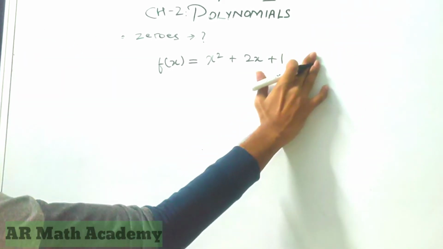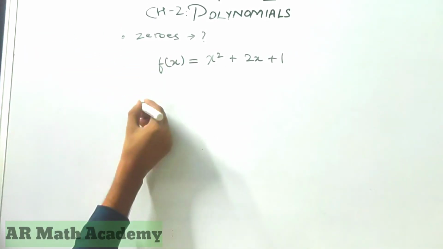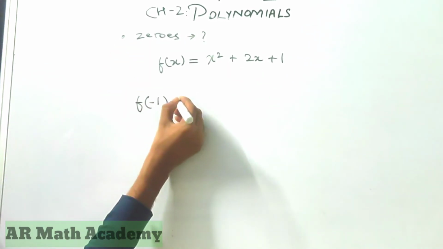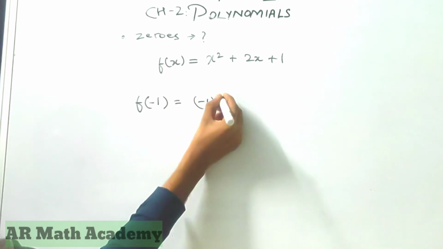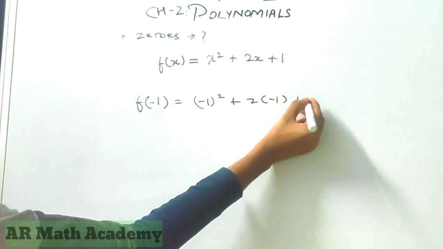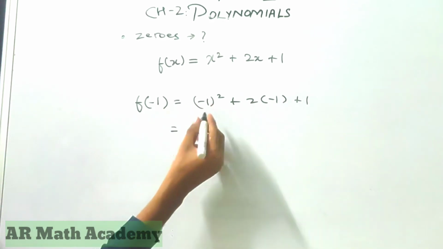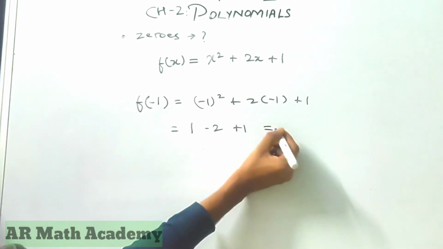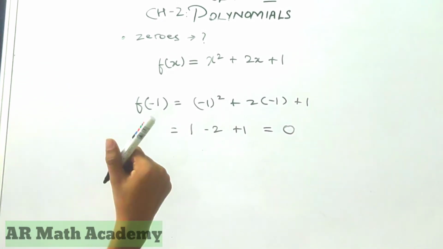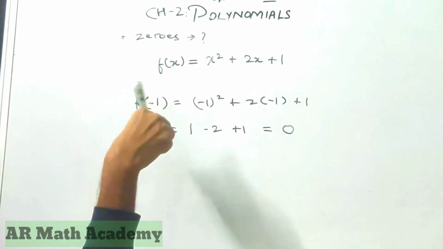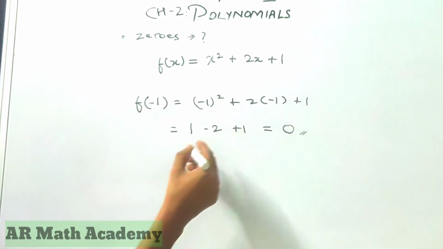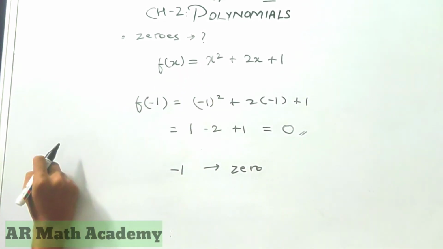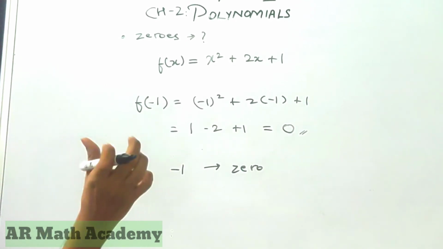Try substituting the value minus 1 in place of x. We write it as, in all the places of x, you substitute minus 1. So f of minus 1 equals minus 1 the whole square plus 2 times minus 1 plus 1. Now when you start evaluating it, minus 1 the whole square is 1, 2 times minus 1 is minus 2, plus 1. So 1 plus 1 is 2, 2 minus 2 is 0. Hence the value is 0. Now we come to know that the value minus 1, which when substituted in place of x gives us the result 0, is a zero of this quadratic equation.